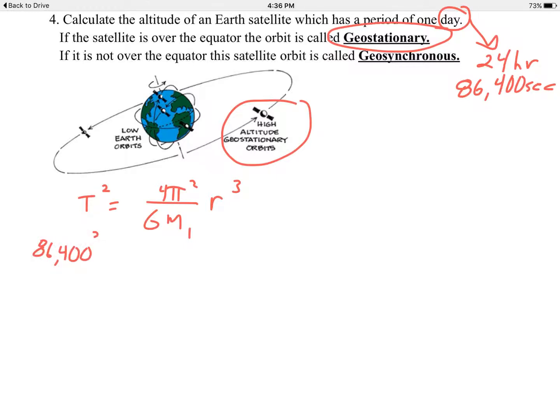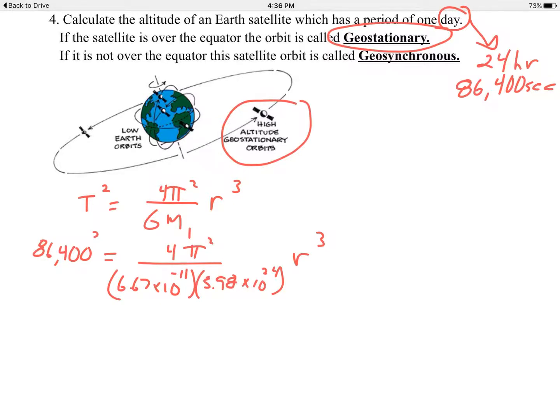So going back to the left, 86,400 squared equals 4 pi squared over 6.67 times 10 to the negative 11th again, given, times the mass of the Earth, which, if you look at the previous problem, was 5.98 times 10 to the 24th kilograms, times r cubed. What we don't know here is r. We know everything but r. So the fun part mathematically is you move everything around, use your calculator. The last step would be to take a cube root.